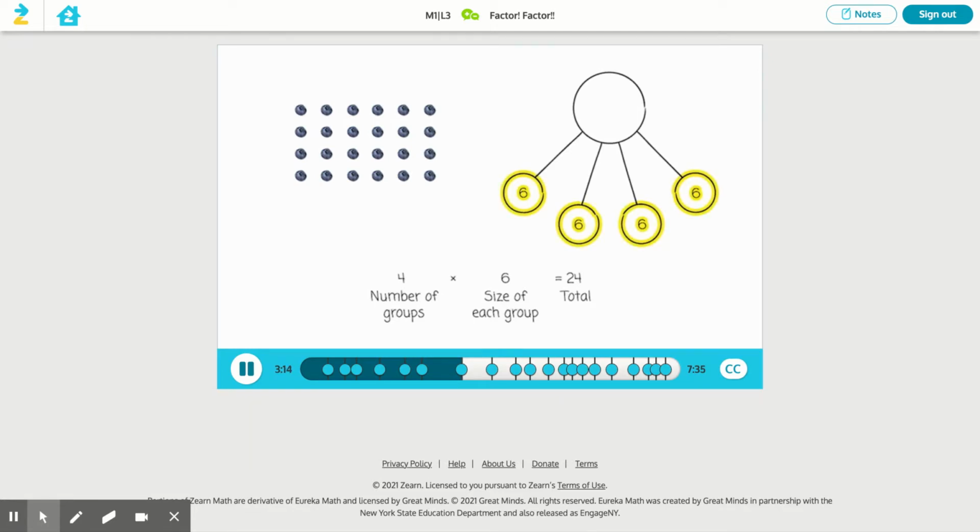Four groups of 6 is 24. Now our number bond is complete. It matches our array and our equation. 4 groups of 6 is 24.